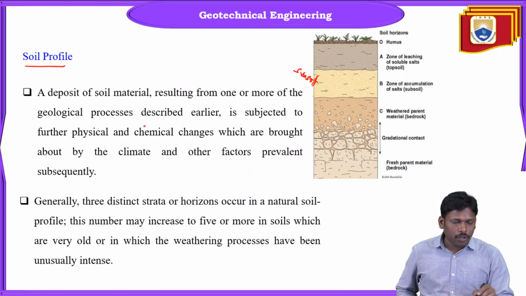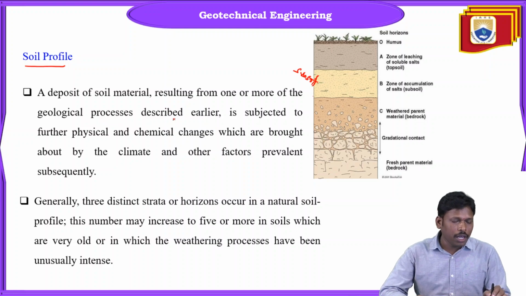Okay, so the deposit of soil material resulting from one or more of the geological processes, as we discussed previously, like weathering processes described earlier, is subjected to further physical and chemical changes which are brought about by the climate and as well as other factors prevalent, and subsequently, generally three distinct strata or horizons, strata we can also call origin or layer, occur in a natural soil profile. This number may increase to 5 or more in soils which are very old or in which the weathering processes have been unusually intense.